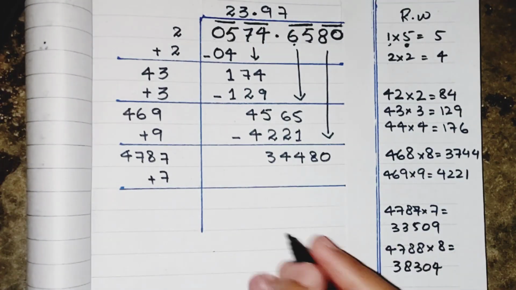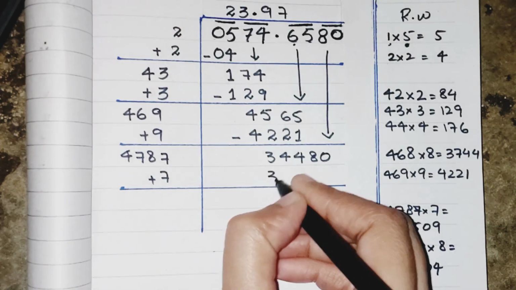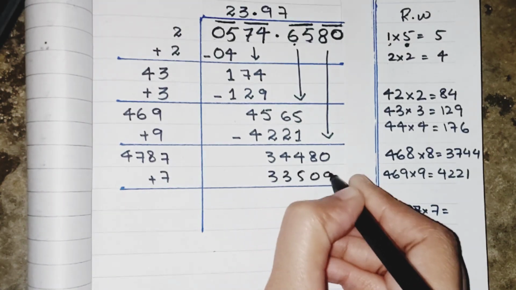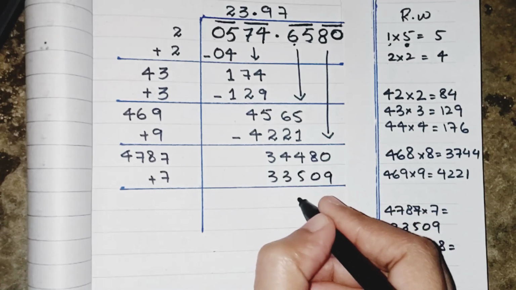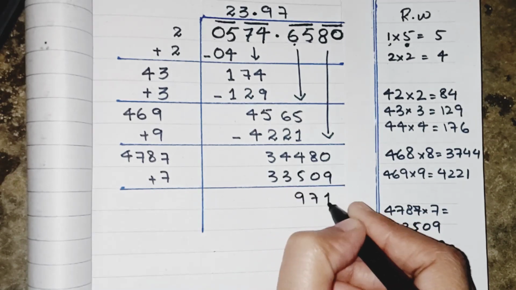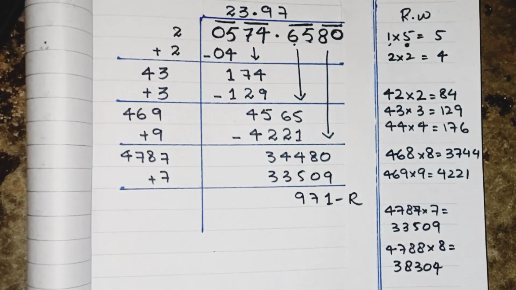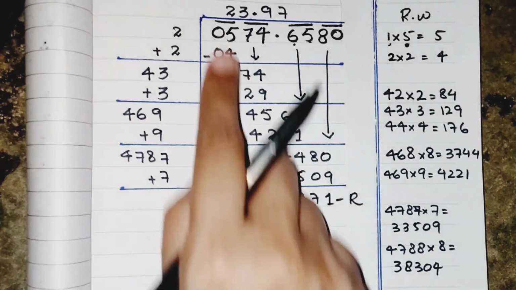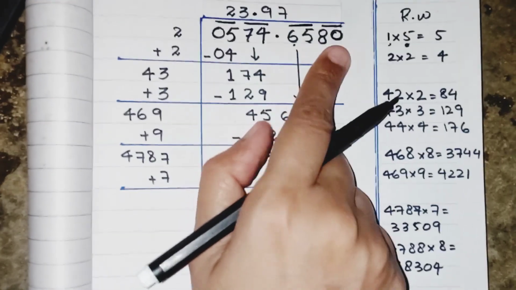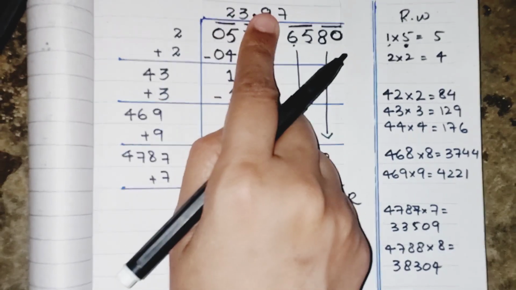So what will be the number? 33509, and the remainder should be 971. So the square root of 574.658 should be 23.97.